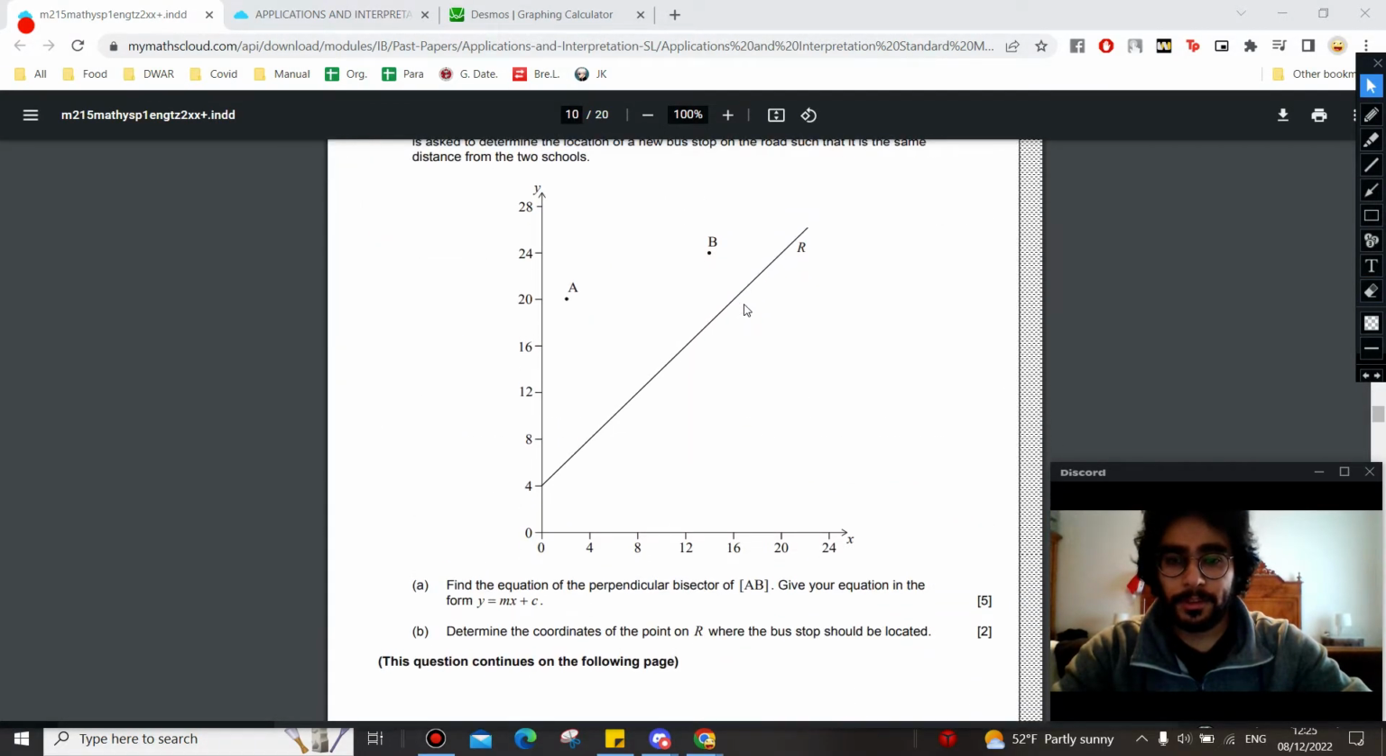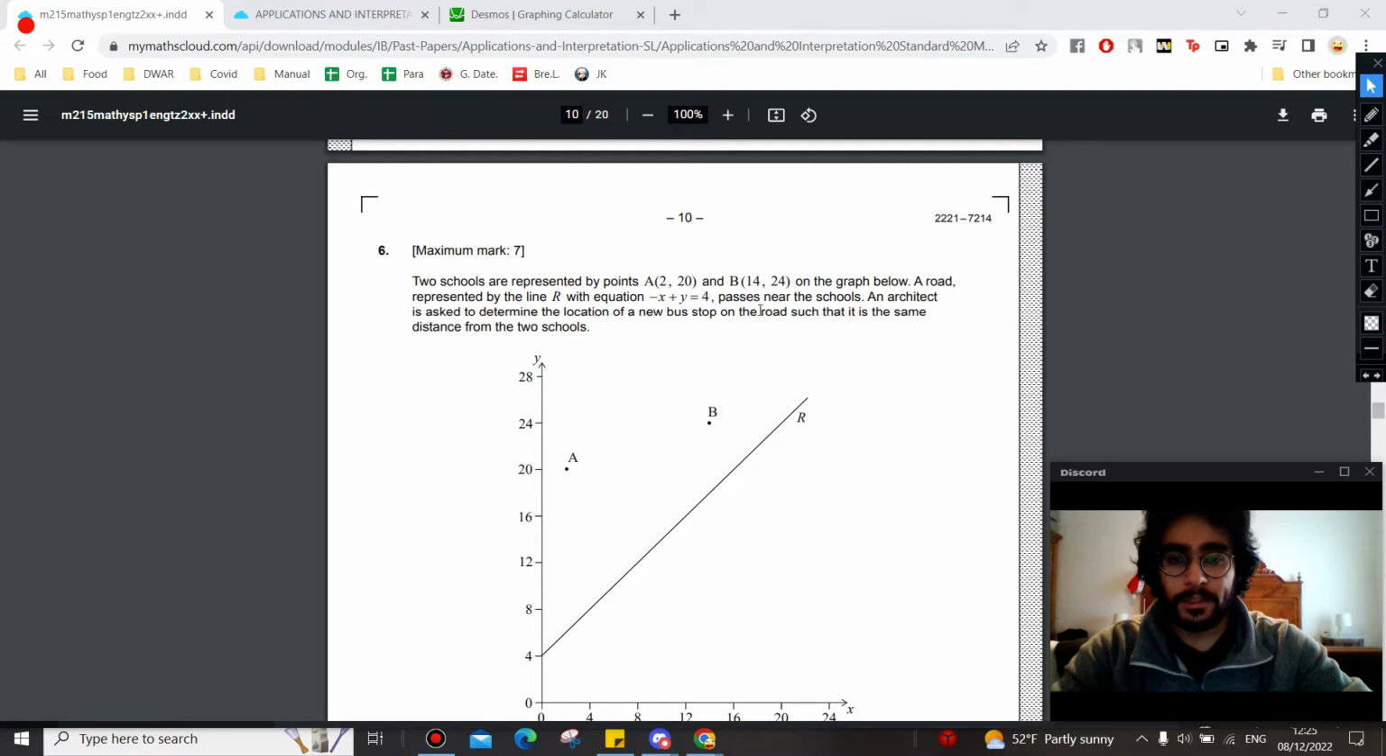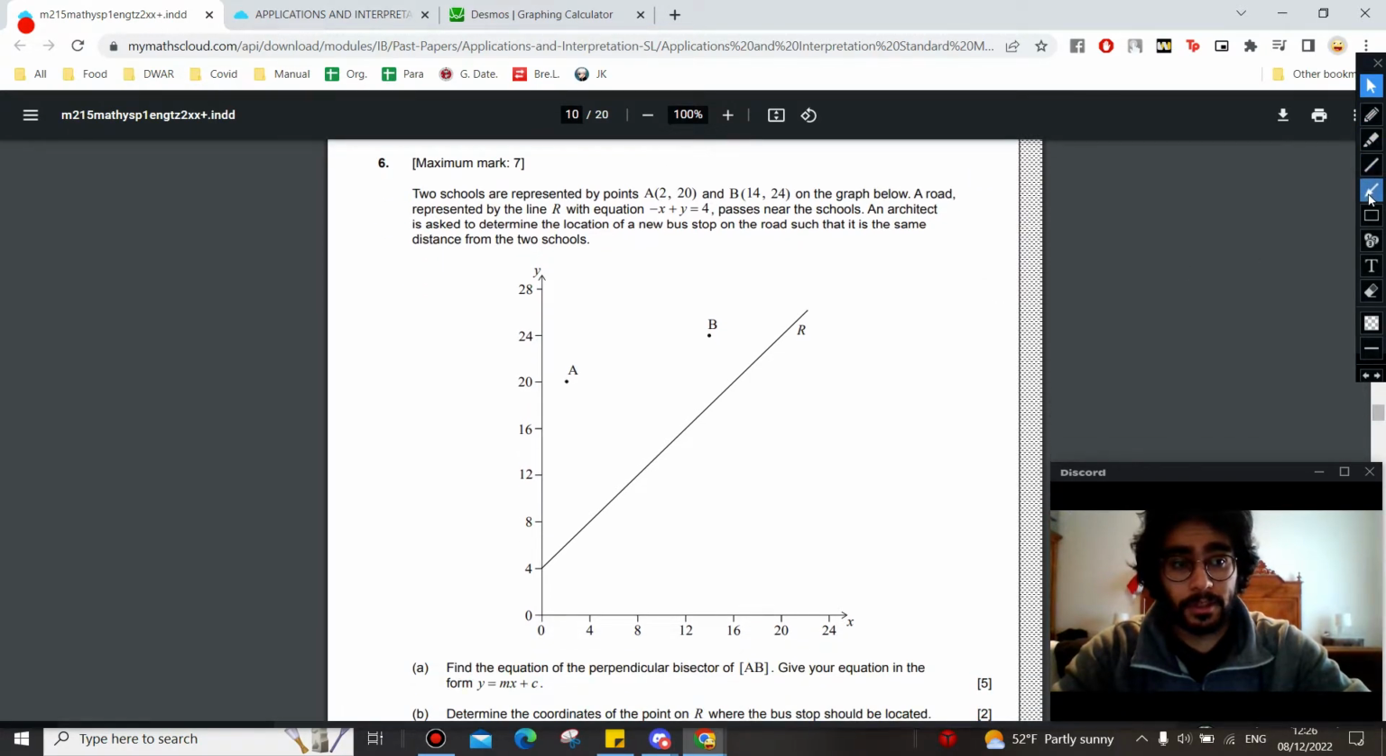Let's go to question number 6. Two schools are represented by points A and B on the graph below. A road, represented by the line, and there's also an equation of it, passes near the schools. An architect is asked to determine the location of a new bus stop on the road such that it is the same distance from the two schools. Which means we need a point here which will have a distance from A and from B to be equal. Equality of the sides is usually written like this.